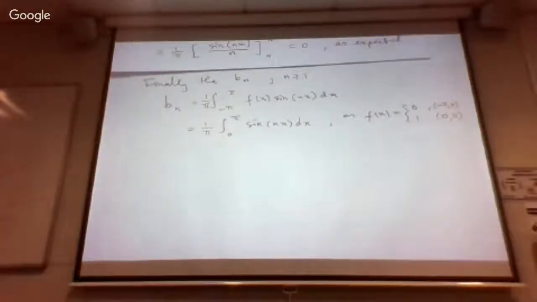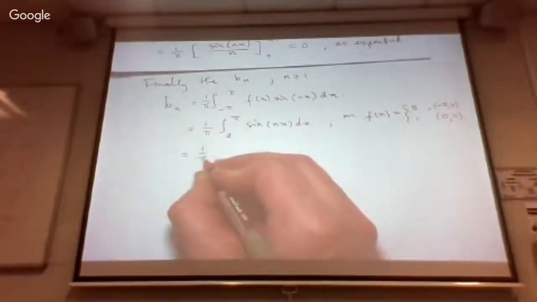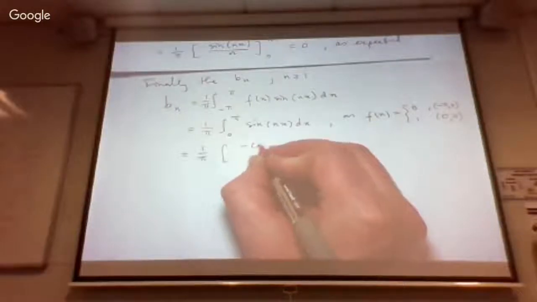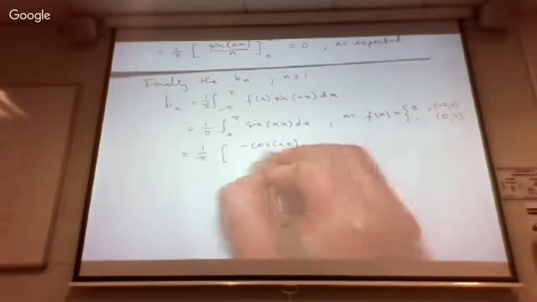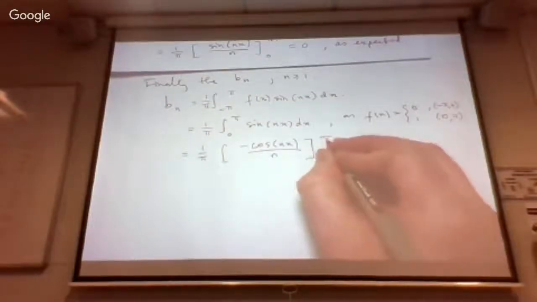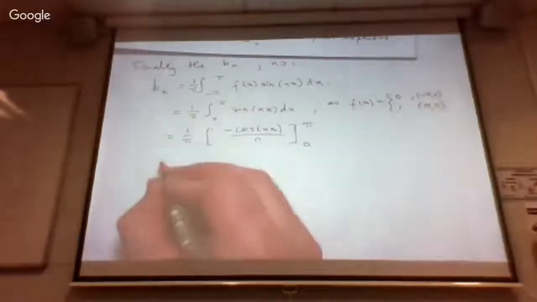Okay, we've got to integrate sine nx. That's not too hard. It integrates to minus cosine nx over n, between 0 and pi. Very doable. Now, what does this come out as?